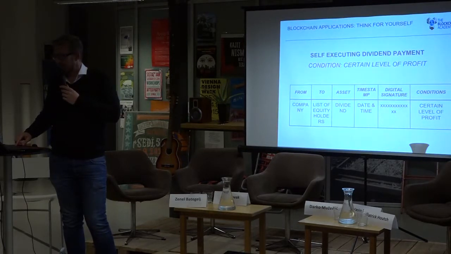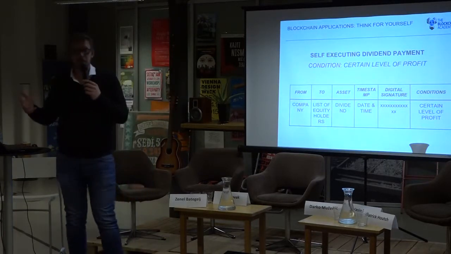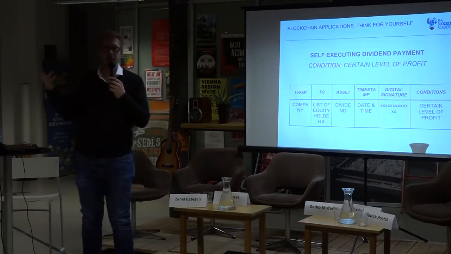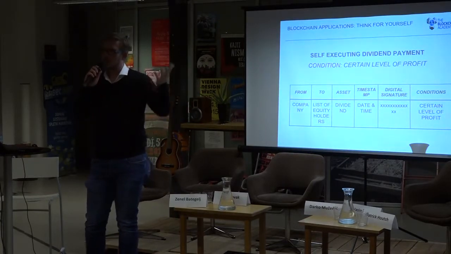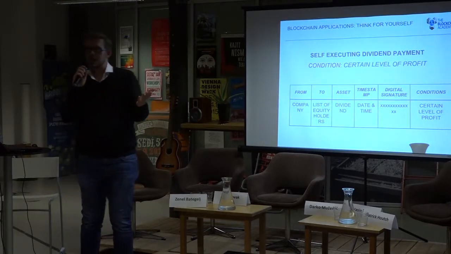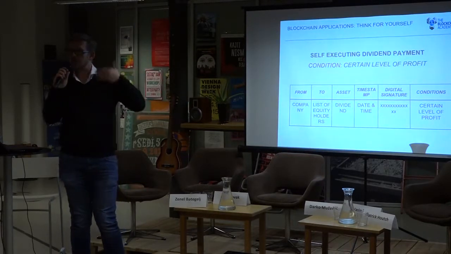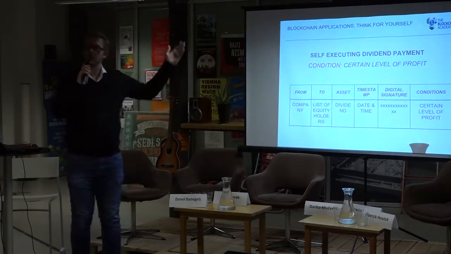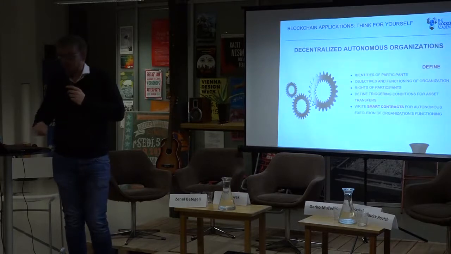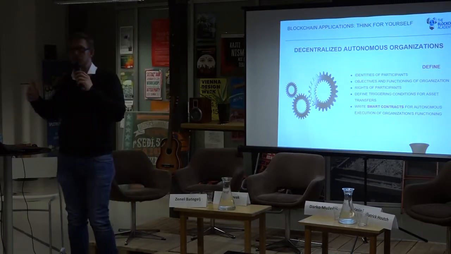Let's have a last example, or the second last, that is self-executing dividend payout. So we could imagine, we saw before triple entry accounting, that you have kind of a completely automated accounting system out of which comes a certain level of profit, and then you could have a contract that has some rules that decides if a certain level of profit has been reached, well, then pay a certain dividend to a list of equity holders, okay?